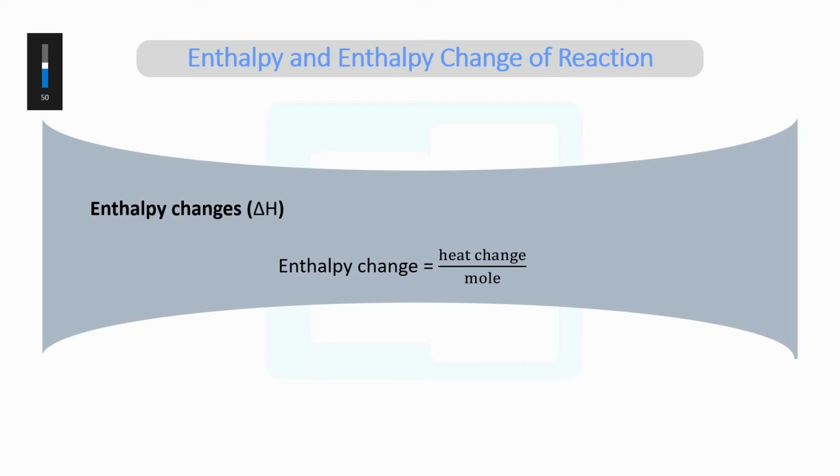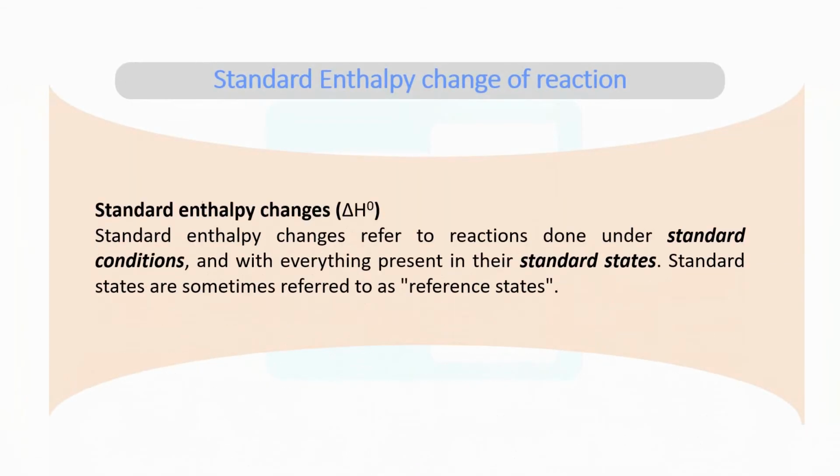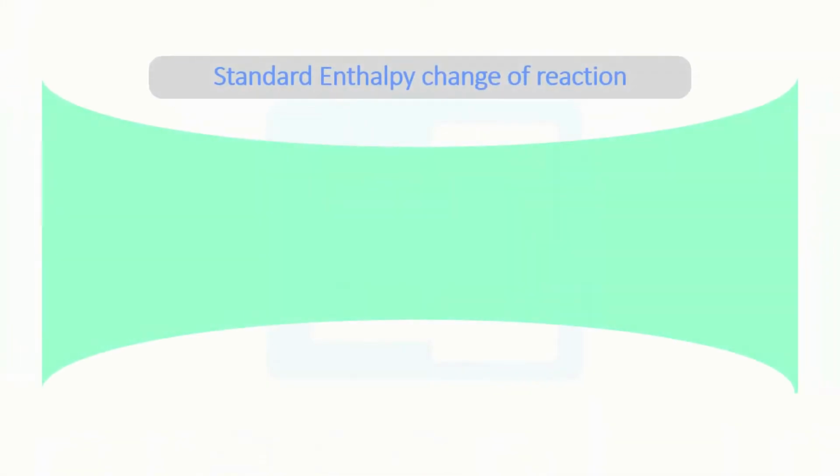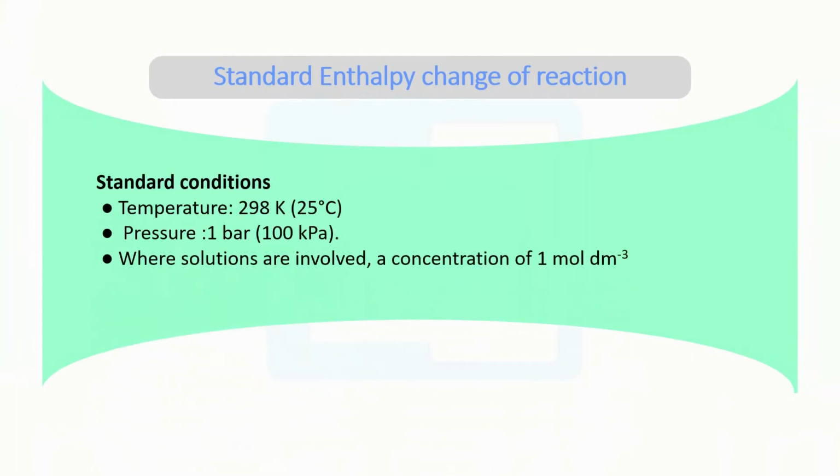We are more interested to know standard enthalpy change. So standard enthalpy change is the enthalpy change at standard conditions and standard state. The standard conditions involve temperature, pressure, and concentration. The temperature is 298 Kelvin or 25 degrees centigrade. The pressure is 1 bar or 100 kilopascal.